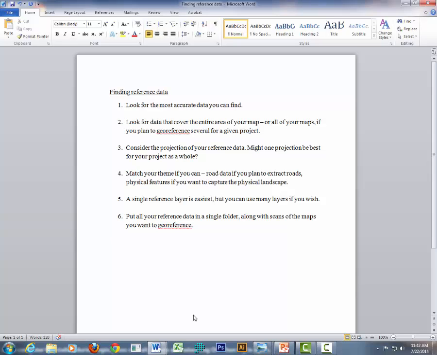5th point, a single reference layer, such as a single set of roads data, may be easiest to manage, particularly for a simple project. But you should know that you can use many layers for reference in georeferencing. We'll see that when we get to our worked example. And lastly, you should put all of your reference data in a single folder along with scans of the maps you want to georeference.